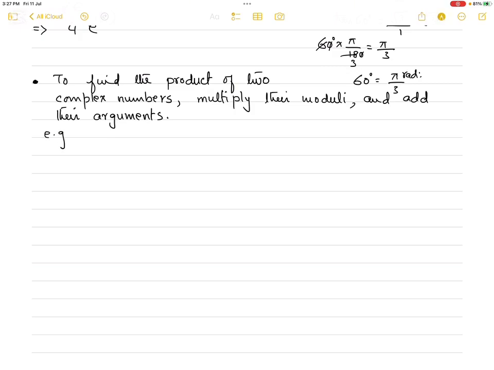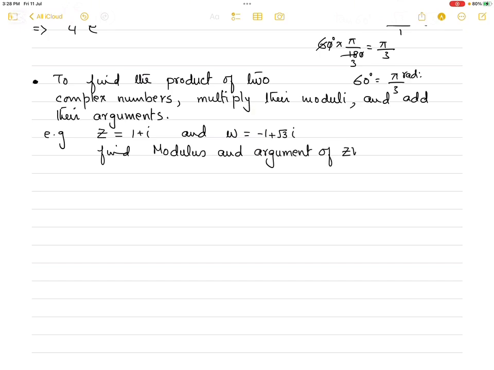For example, if I am given a complex number z equals 1 plus I and w equals minus 1 plus root 3 I, find the modulus and argument of zw. Always first make the diagram. So let's make its diagram first.